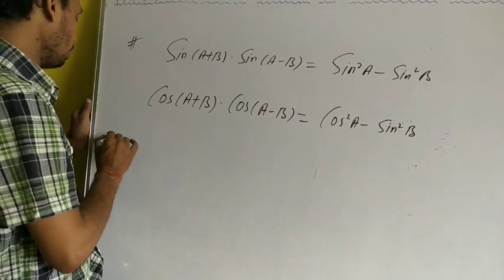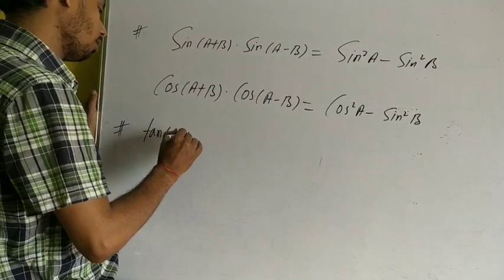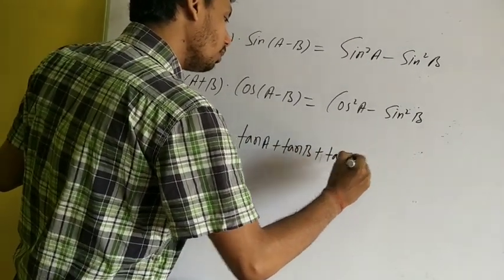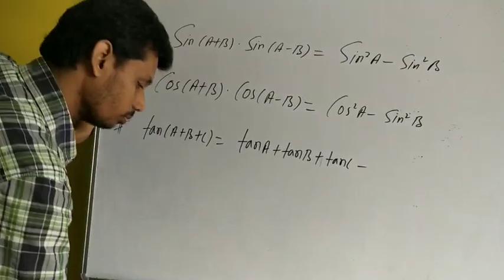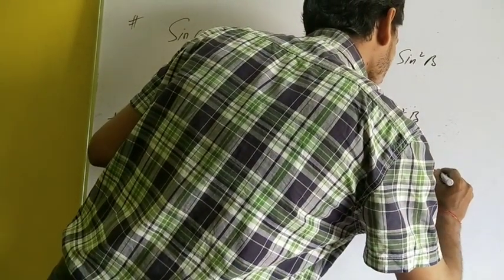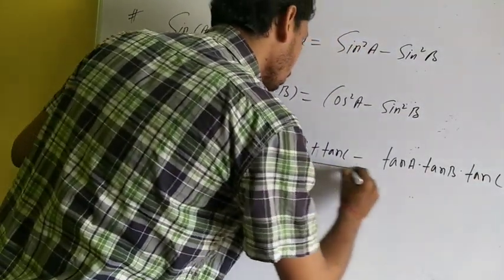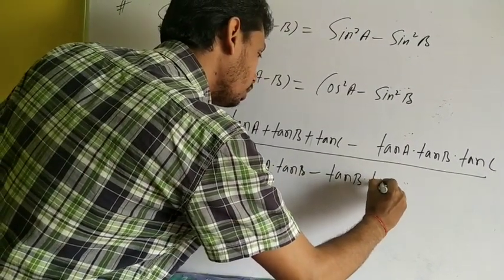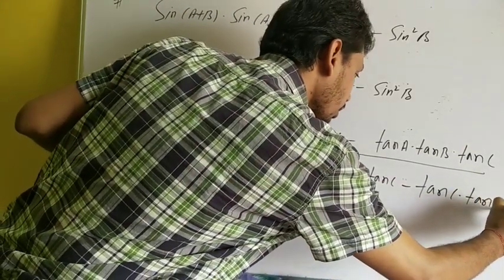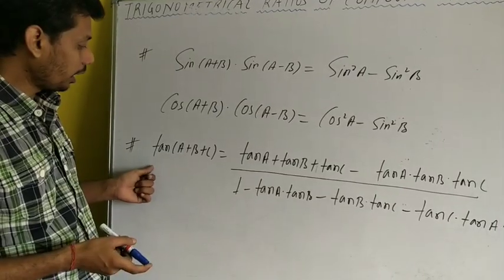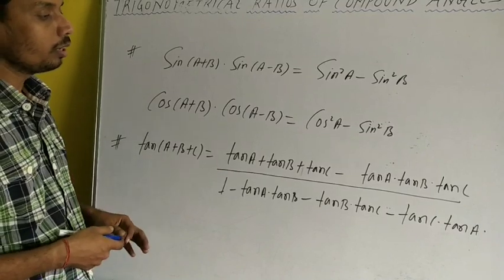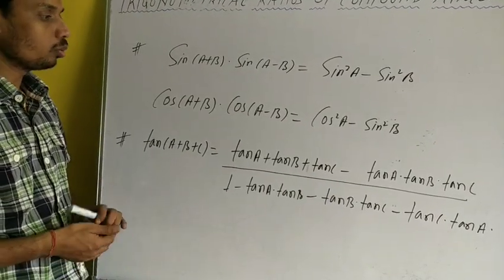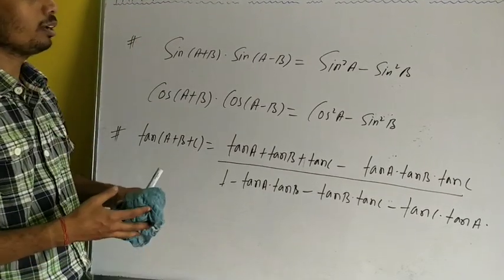So now next to it, tan A plus B plus C is equal to tan A plus tan B plus tan C minus tan A tan B tan C, whole divided by 1 minus tan A tan B minus tan B tan C minus tan C tan A. So these are the formulas which are related to the trigonometrical ratios of compound angles.